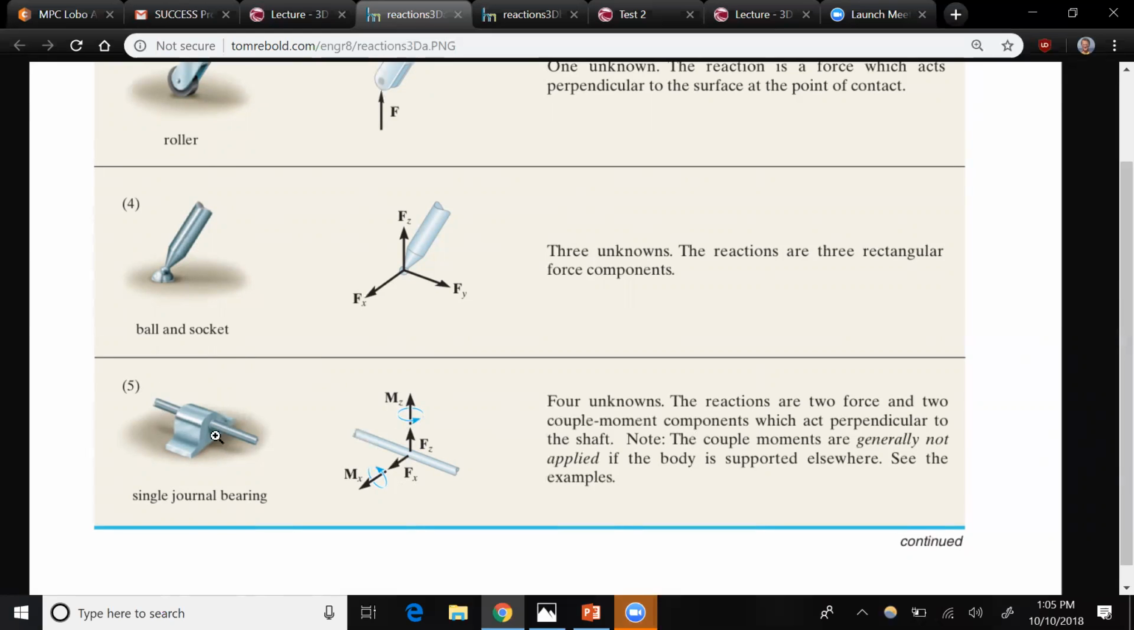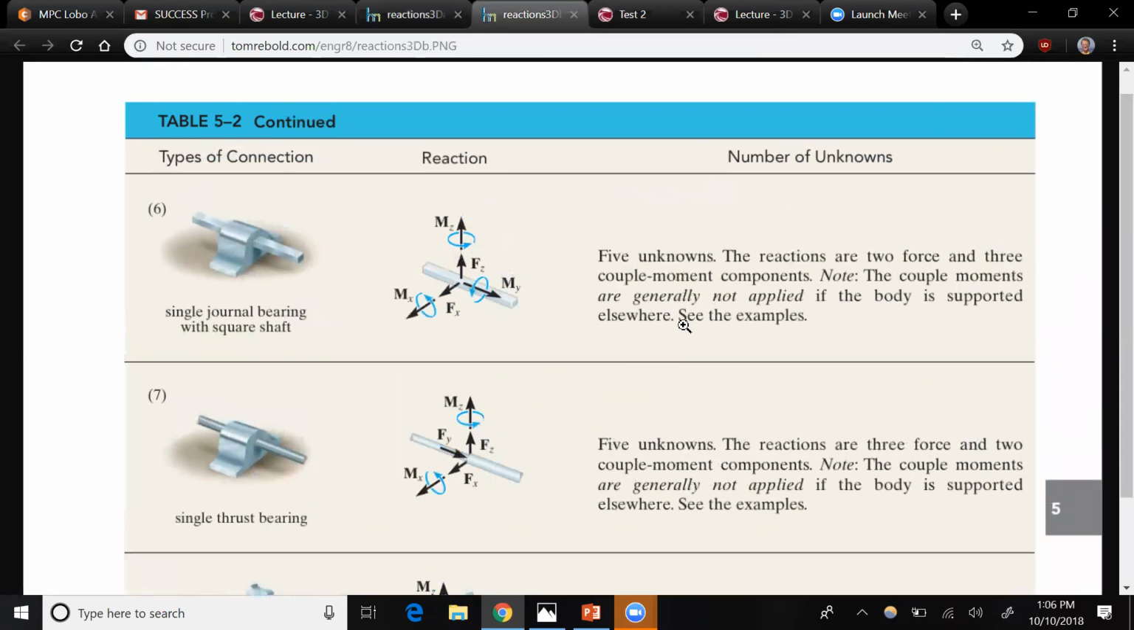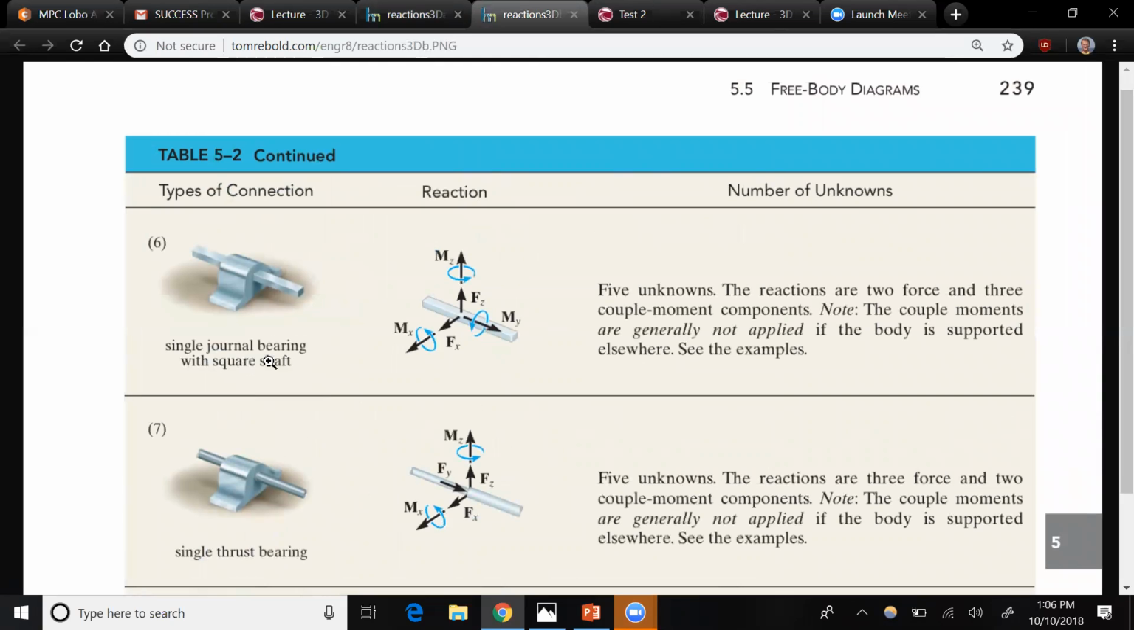But there are also these moments too. It's not going to allow the rod to rotate out of the collar, right? It's going to be captured by that collar. So it's not going to allow rotation about the z-axis or the x-axis, right? So that means you get these potential reaction moments. And with more complicated ones, you can get a square journal bearing. That means it's not going to rotate along the y-axis either, so you get additional couple moments.